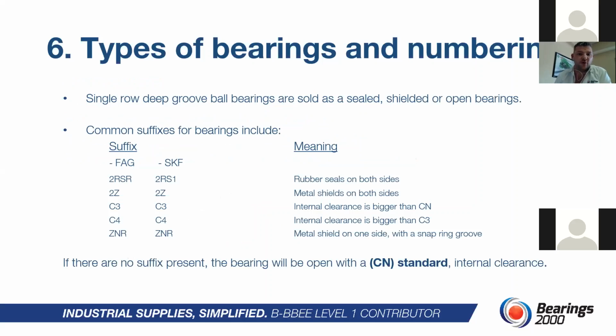Single row deep groove ball bearings are normally sold as sealed, shielded, or open bearings. Just to have a look at some common suffixes of these bearings that you can look out for and the meanings of them. 2RSR, or 2RS1 in the SKF one, has the same meaning, which is rubber seals on both sides of the bearing. 2Z, which is the same for FAG and the SKF branded ones, is metal shields on both sides.